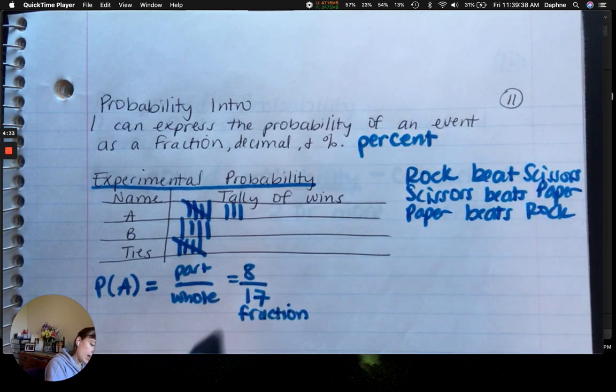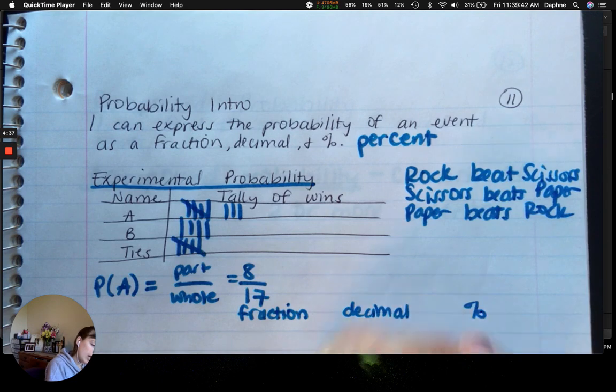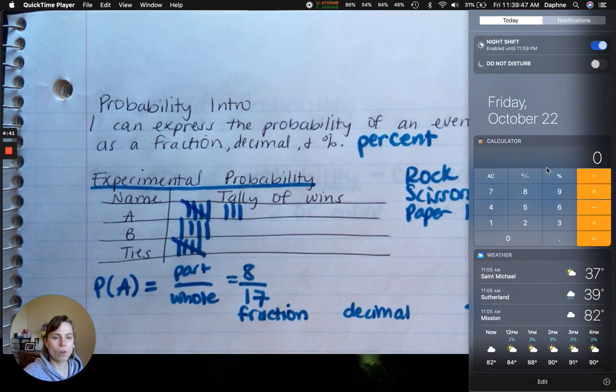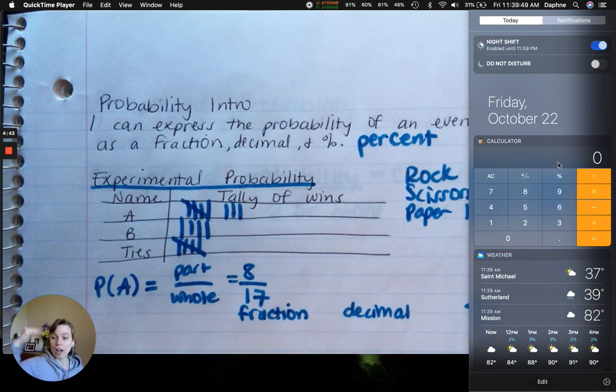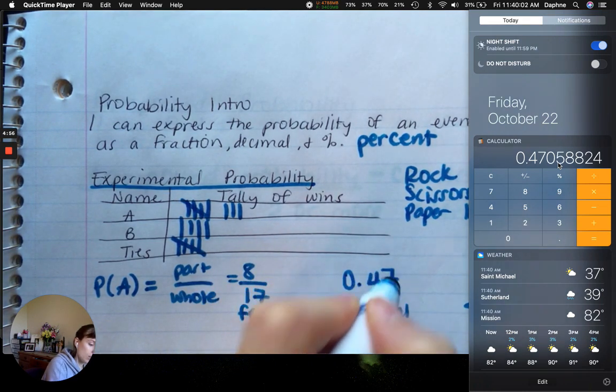All right. Then we also want a decimal and we also want a percent. So we're going to be using our calculators for this. Remember, fractions are just division. So I'm going to take 8, divide it by 17, and I get this. So we're going to say this is 0.47.